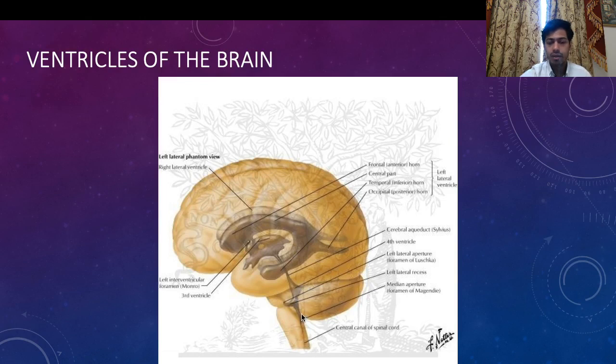But before it goes into the spinal cord, it must pass through the fourth ventricle, which is, like we said, a tent-shaped fossa. Cerebellum is posterior, which is here. You've got your pons and your medulla oblongata, which is anterior to it. So this here is the Sylvius aqueduct. That is what connects the fourth ventricle to the cerebral aqueduct here.